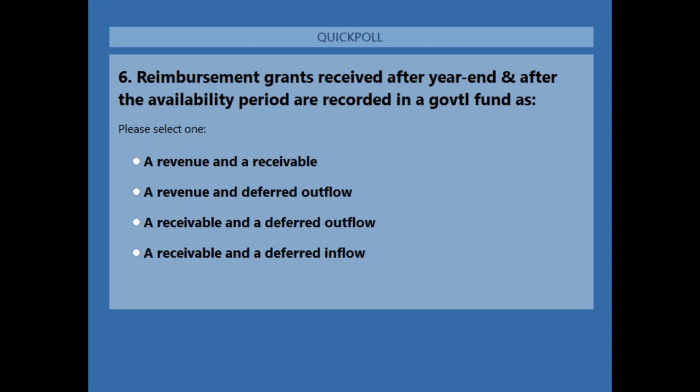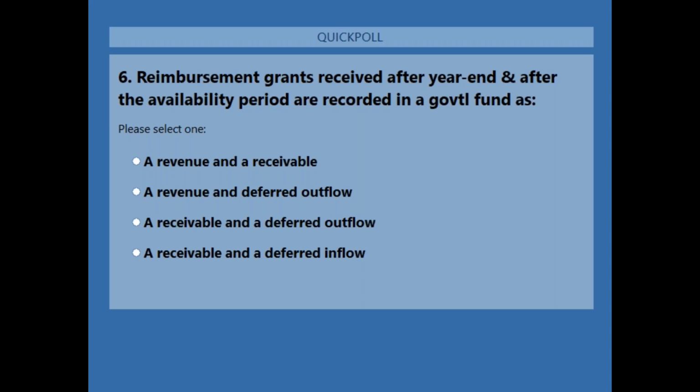The answers are coming in pretty clear, and you don't get credit for getting them right, so I'm just going to talk through the logic while you're voting. We've got money that we spent and we haven't been paid yet. If I've spent money and haven't been paid, I'm going to have a receivable. So I can get rid of B. Do I have a revenue? Well, it's a governmental fund, and I got my money after the availability period. So no, I don't have a revenue. Now I'm down to the last two options.